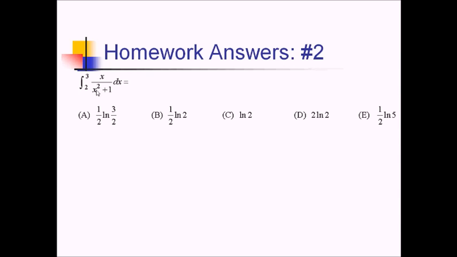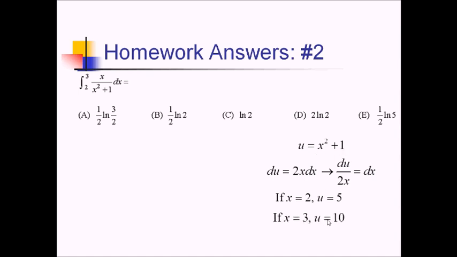Let's let u equal x squared plus 1. So then du would be 2x dx. Dividing by 2x to get dx by itself, I've got du over 2x. And I don't really like these being x values for my limits, so let's change those to u values. If x is 2, then u is going to be 2 squared plus 1, so 5. And if x is 3, we're going to have 3 squared plus 1, so 10 for the u value.